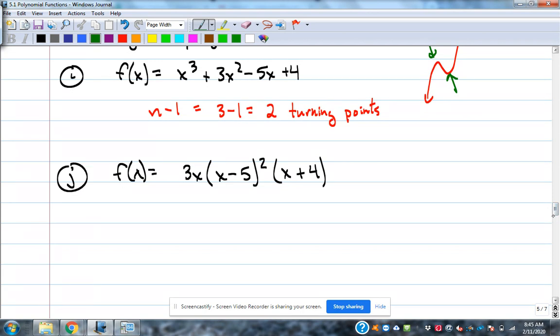Not so nice to us here. It's not in standard form. Standard form is super easy, so we can't do a lot of stuff in standard form because it's too easy. So what do we need in order to determine the maximum number of turning points? We need the degree. What's the degree? 4th degree. So the maximum number of turning points would be 3.